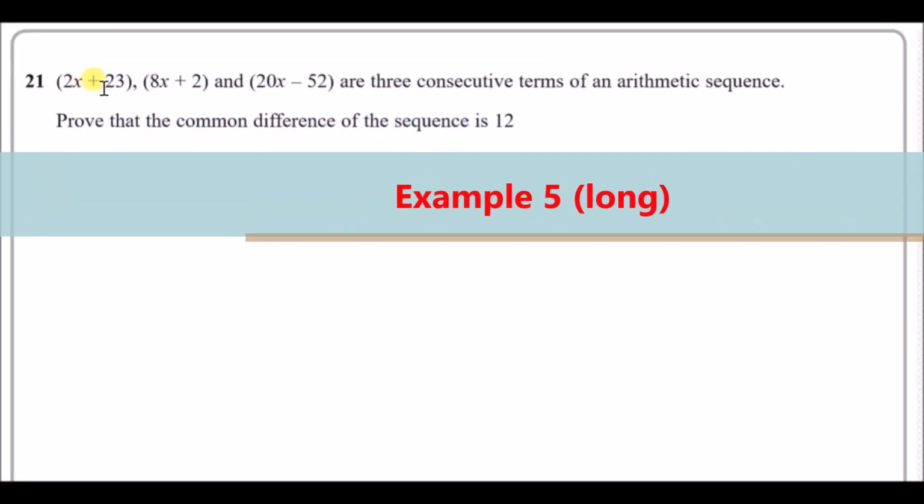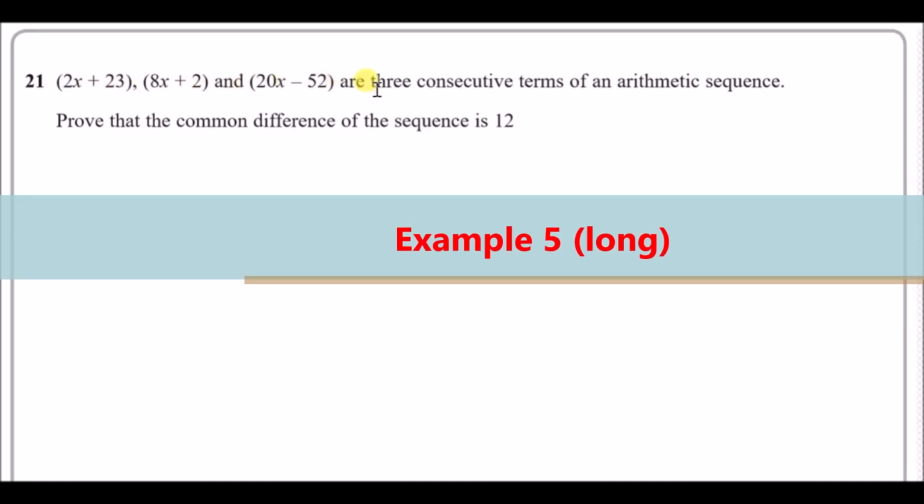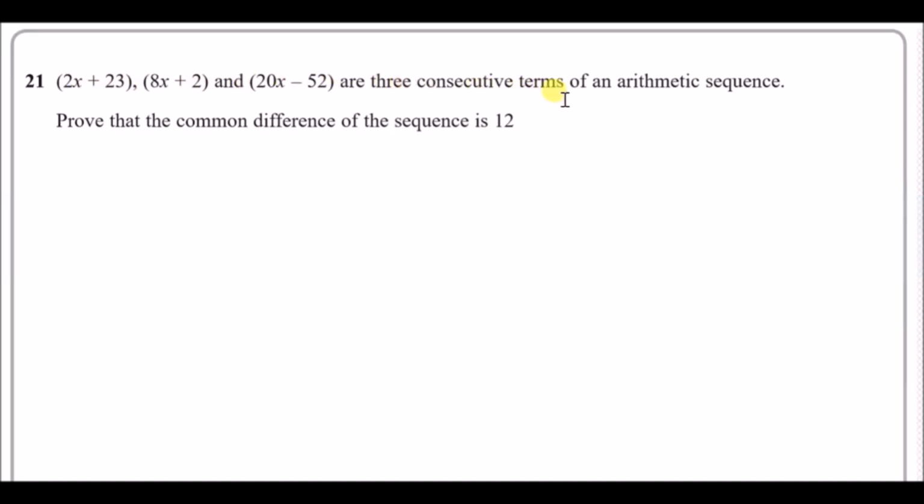So it says 2x plus 23, 8x plus 2, and 20x minus 52 are 3 consecutive terms of an arithmetic sequence. Consecutive means each one follows on, like 1, 2, 3, 5, 6, 7, or in twos, 2, 4, 6. So that's what they pretty much mean here. Now it wants us to prove that the common difference between each term is 12. So they're adding 12 each time.